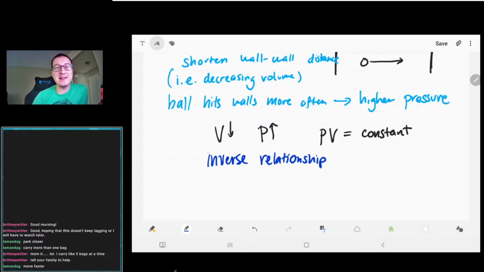So if we want to relate volume and pressure together, we have to understand that they act as opposites. So one goes up, the other goes down. We decreased the distance between the car and the house, we're able to get groceries into the house more frequently.